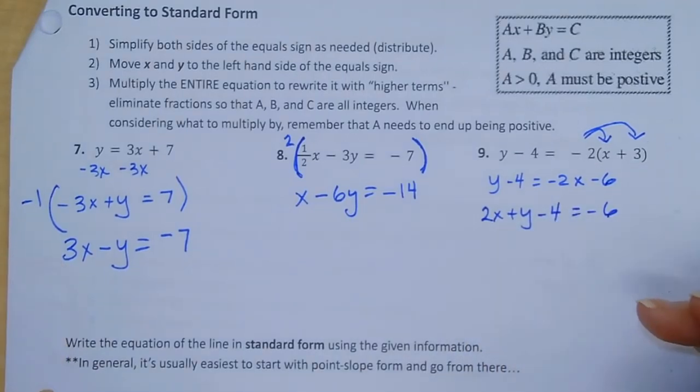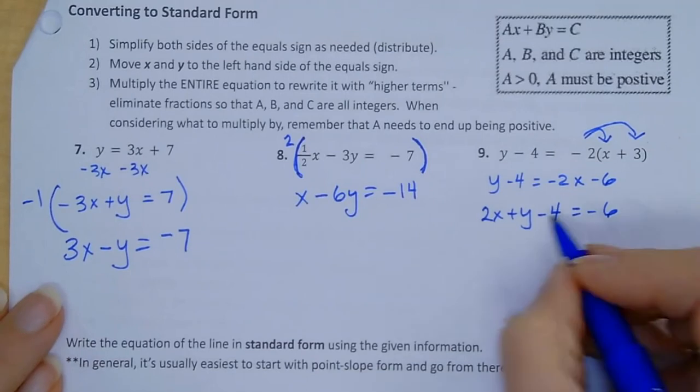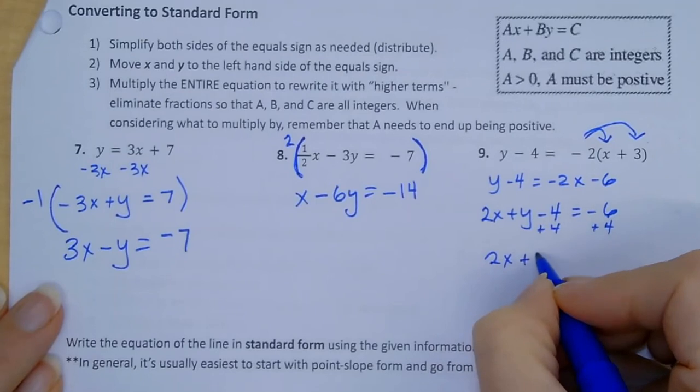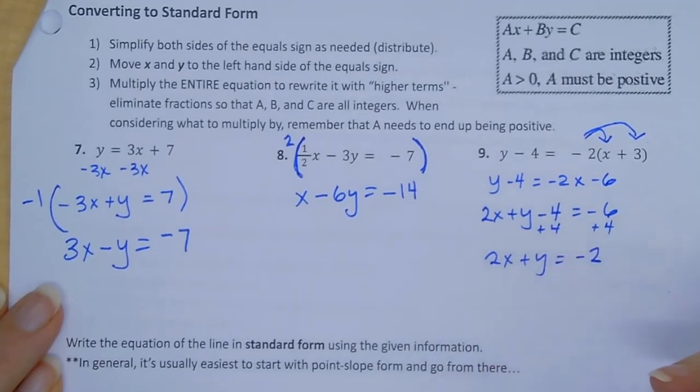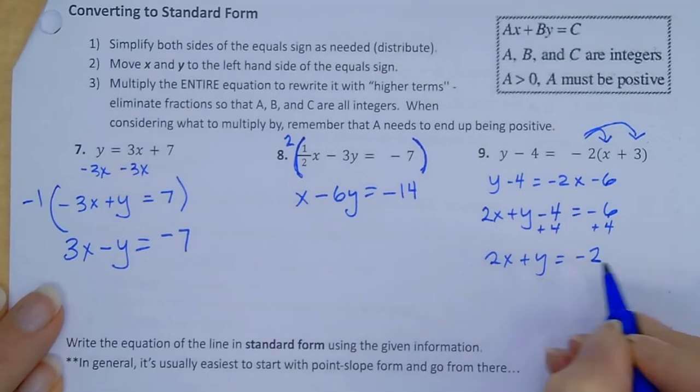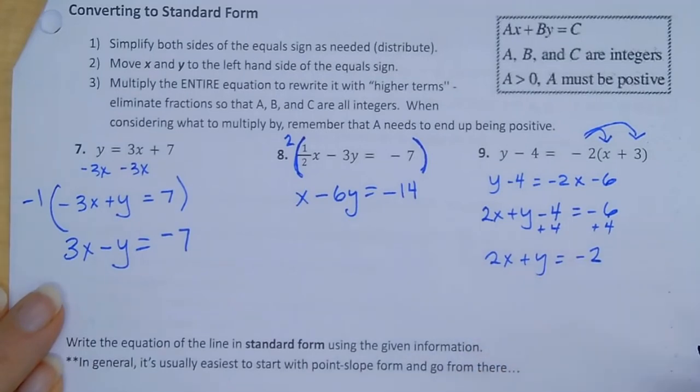And I need to get this into ax plus by equals c format. So I'm going to add 4 to each side. I have 2x plus y equals -2. And then I just want to make sure I'm following my rules. A is positive, and I have only integers. I don't have any fractions. So I am good to go.